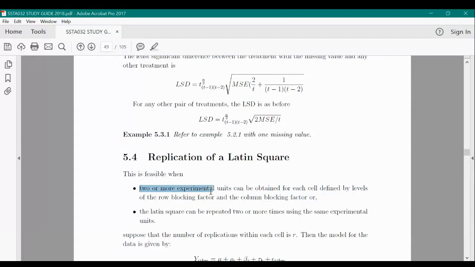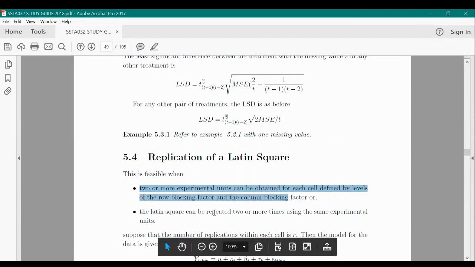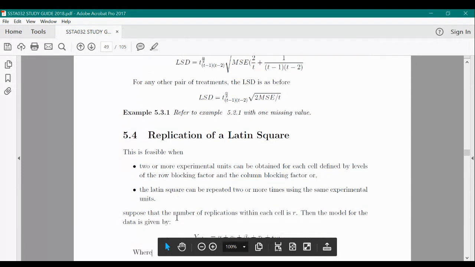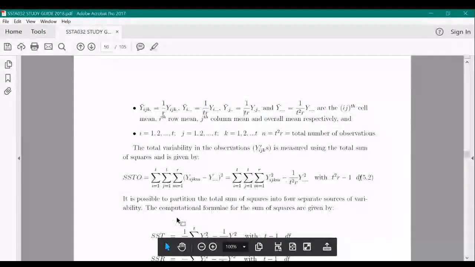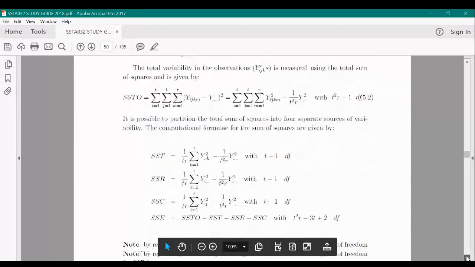You can have 2 or more experimental units. 2 or more experimental units can be obtained from each cell defined by levels of row blocking and column blocking. The Latin square design can be repeated 2 or more times using the same experimental unit. The example of what we're saying is here. Let me show an example. It's similar to what we did in class, but I converted it to what?